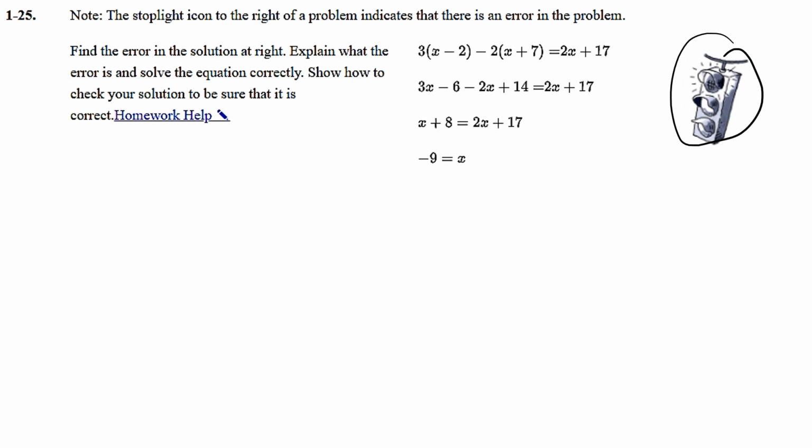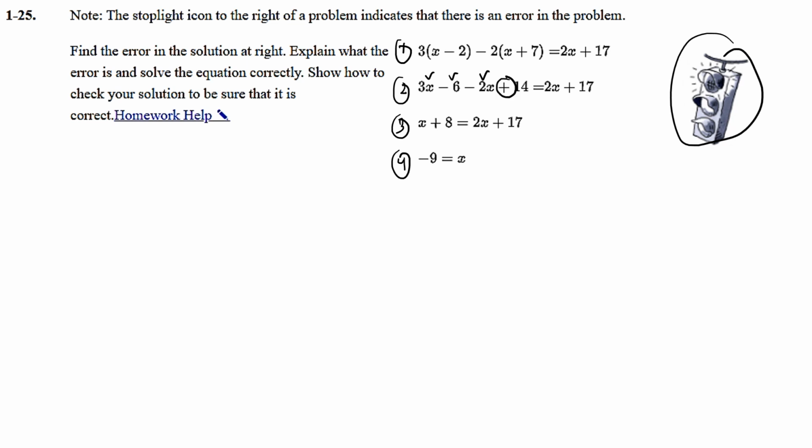So we have in this problem, steps 1, 2, 3, 4, so we can kind of be on the same page here. To get from step 1 to step 2, it looks like they distributed. So let's make sure they distributed correctly. 3 times x is 3x, so that looks good. 3 times negative 2 is negative 6, that looks good. Negative 2 times x is negative 2x, that looks good. Negative 2 times 7 is negative, oh, that's wrong.